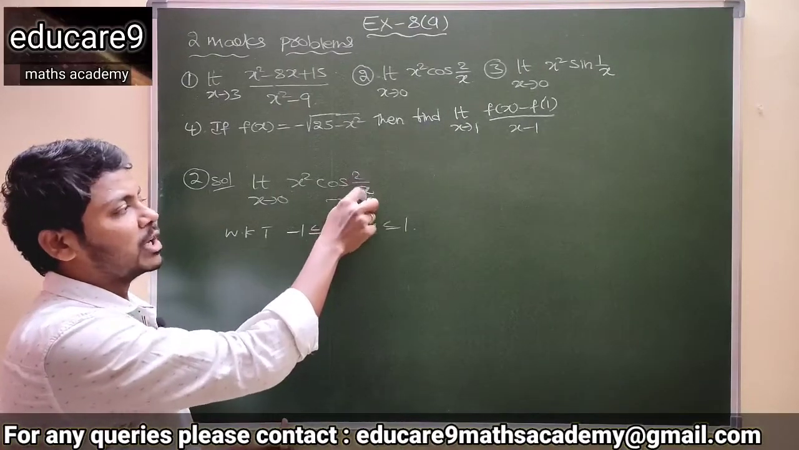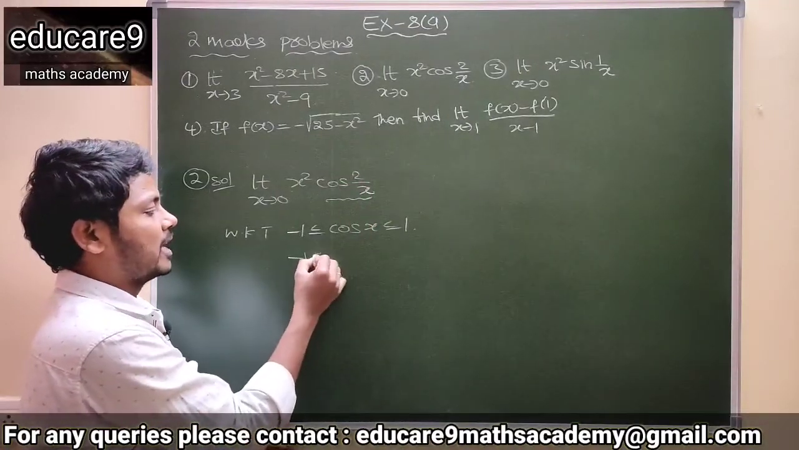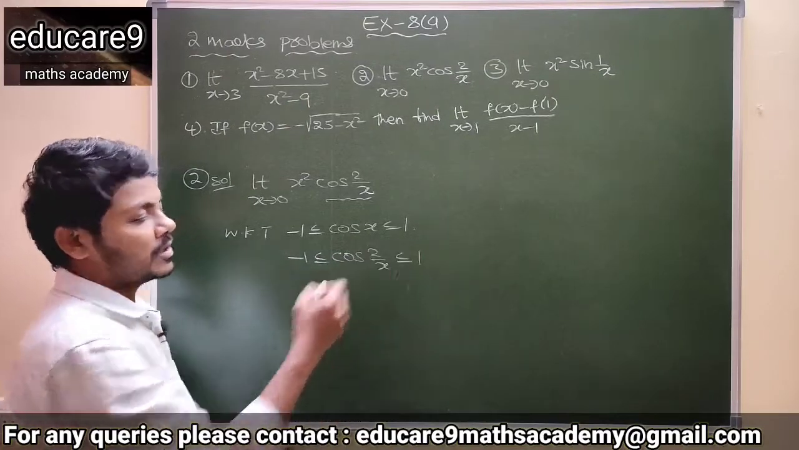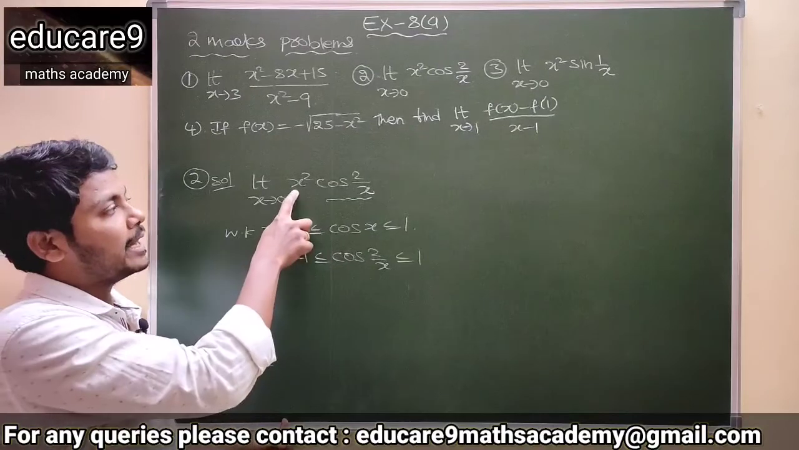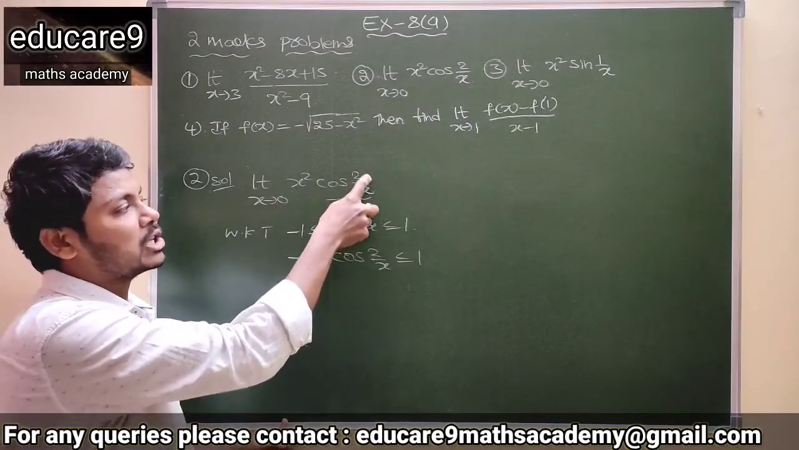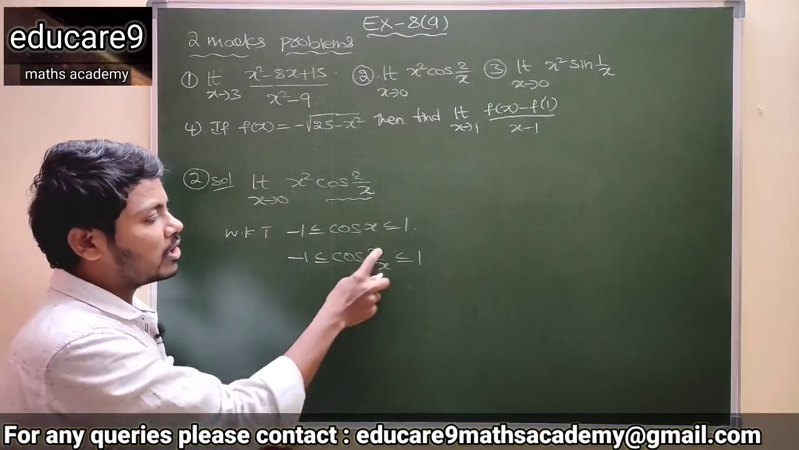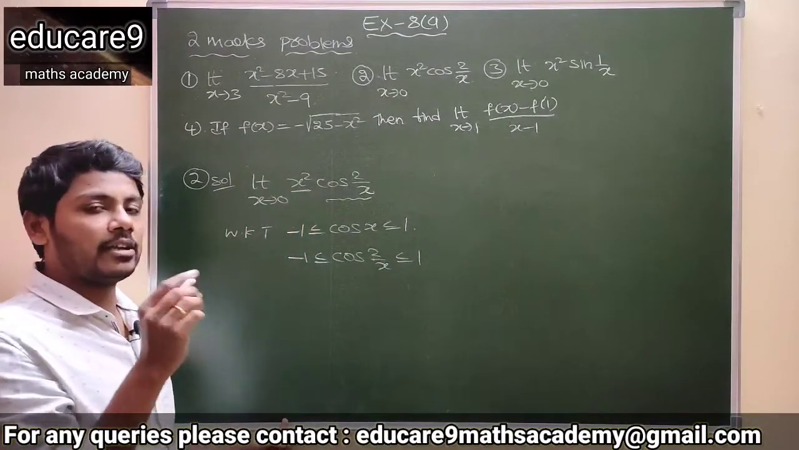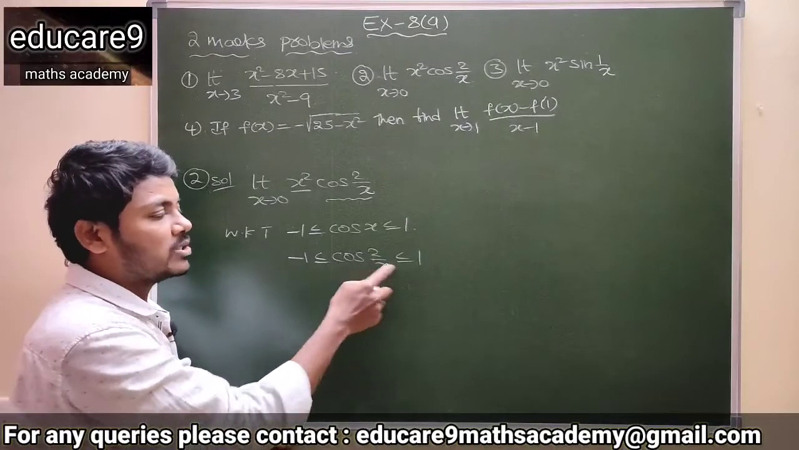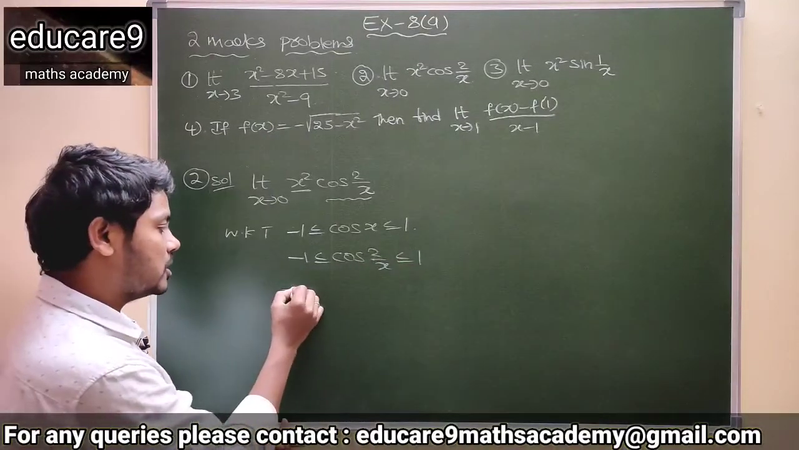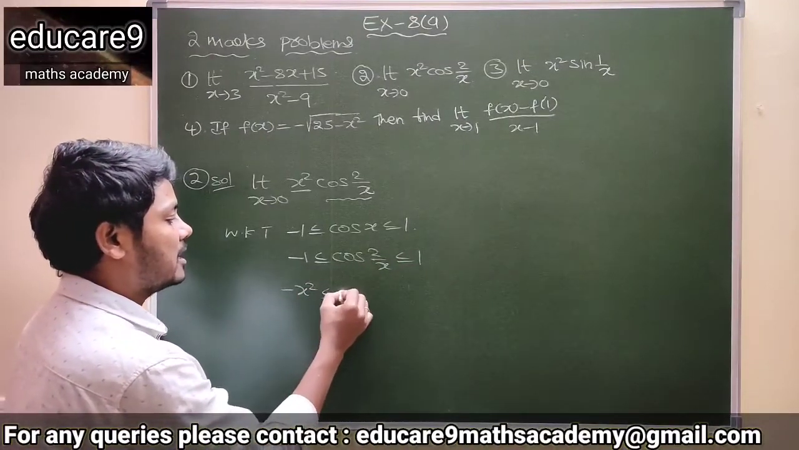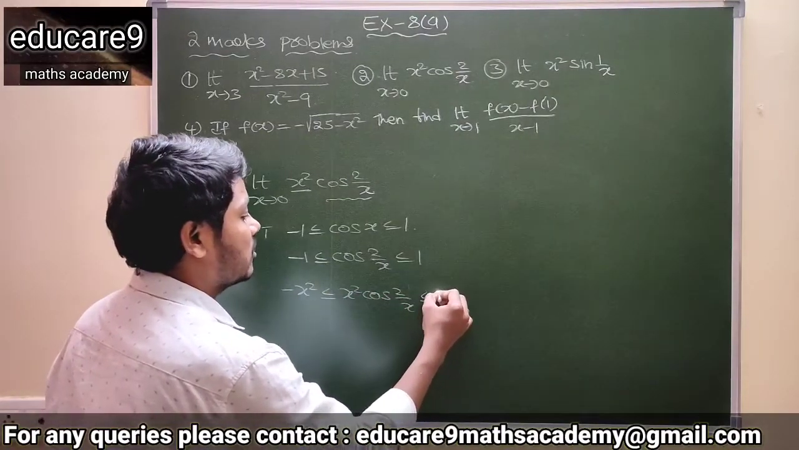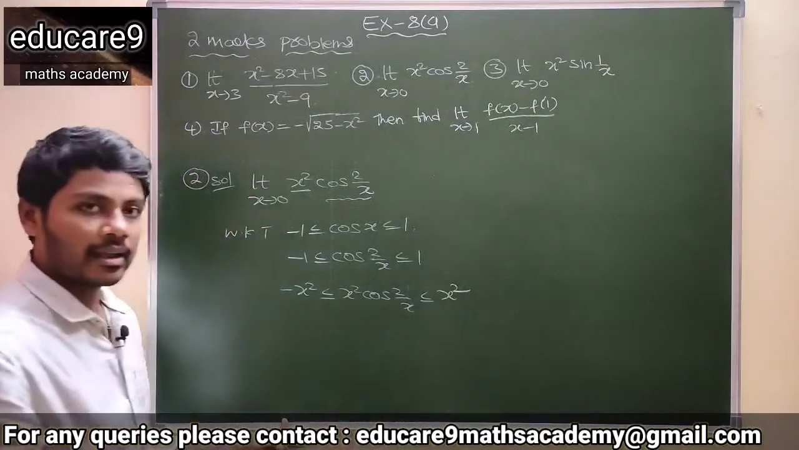Here the angle is 2 by x. Therefore minus 1 is less than or equal to cos 2 by x is less than or equal to 1. Now here we have the product x square cos 2 by x, but here we have only cos 2 by x. So we want the x square term, so multiply x square on both sides. This gives minus x square is less than or equal to x square cos 2 by x is less than or equal to x square.